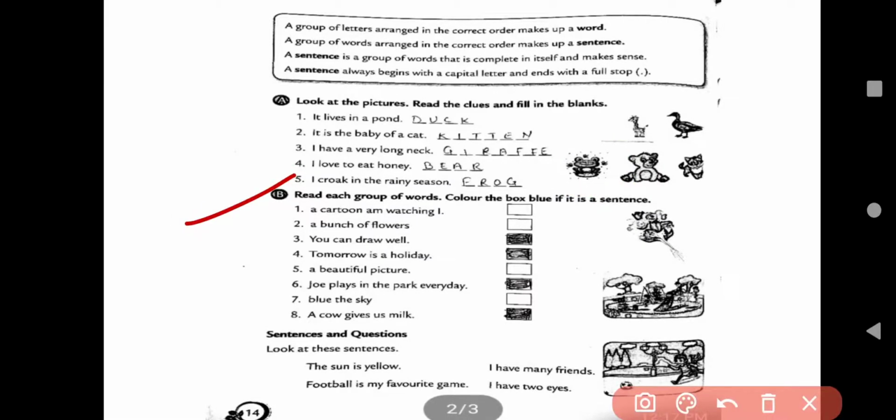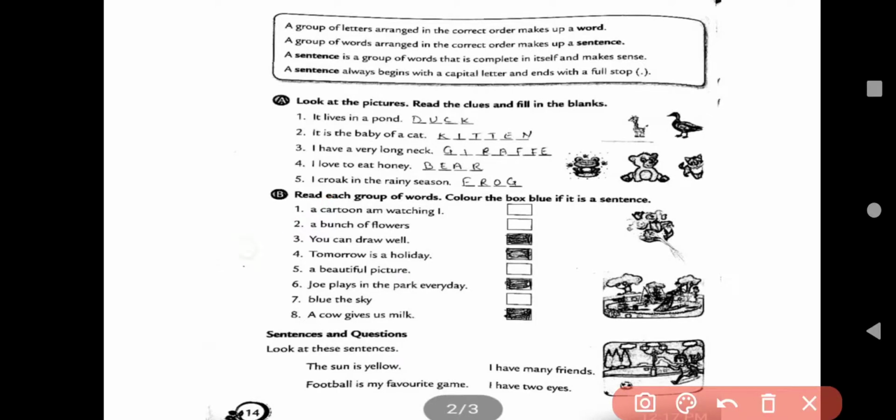Read each group of words, color the box blue if it is a sentence. Okay, you have to read the sentences here, and if it's a meaningful sentence, then you have to color it in blue color. So first one is here, a cartoon I'm watching I. No, it has no meaning, so you will leave it. Next is a bunch of flowers. It's a phrase here, no?